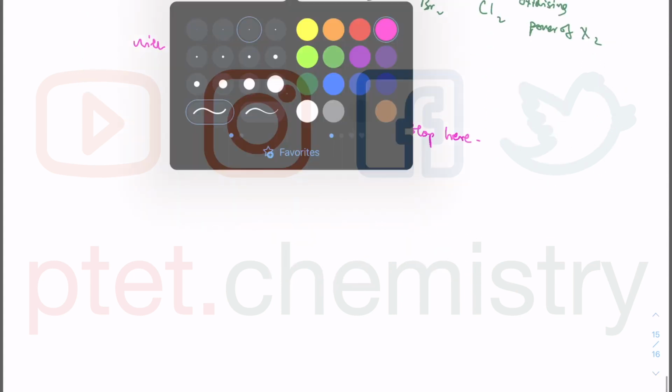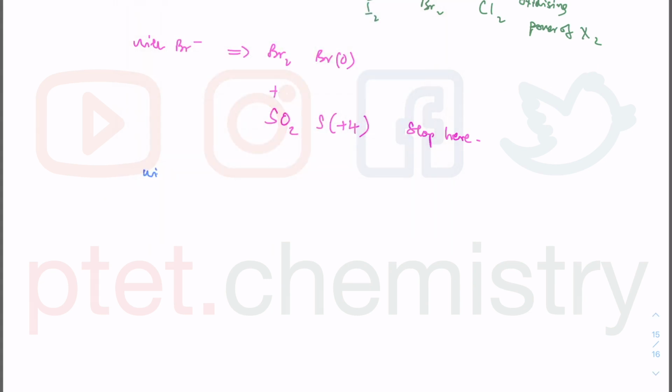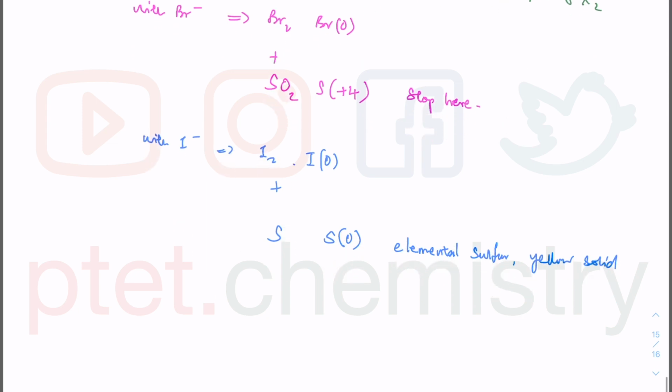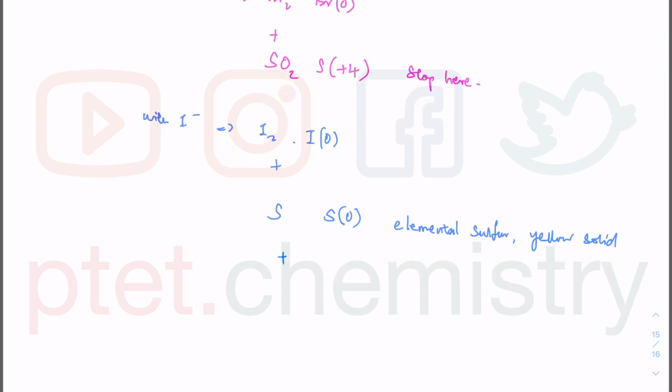If I use a different color to represent the other reaction that I want to show you, so with I minus, you will get I2, which is iodine 0 oxidation state, but you will get various other sulfur products, which include elemental sulfur, which is sulfur 0. So this is elemental sulfur. It's going to come out as a yellow solid, if you have never seen yellow sulfur before, and it will not stop there. In fact, it goes all the way to H2S, which is hydrogen sulfide.